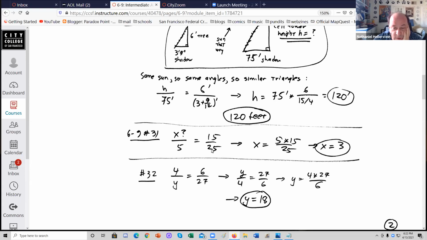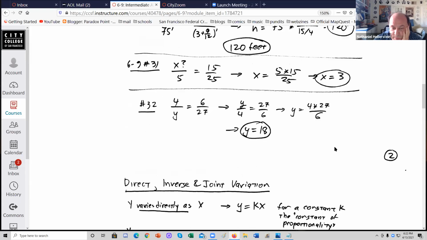Now, here we have some pretty routine proportions, the algebra problems. x over 5 equals 15 over 25. We transpose the 5 and get x equals 5 times 15 over 25, which reduces to x equals 3.